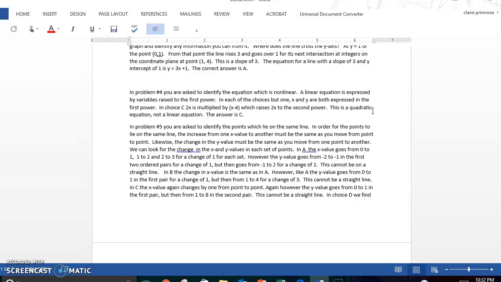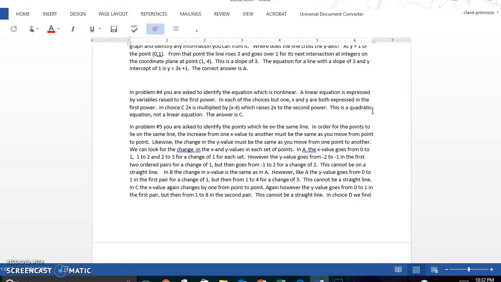In each of the choices but one given, x and y are both expressed in the first power. In choice C, though, 2x is multiplied by x minus 4, which raises 2x to the second power, or 2x squared. This is a quadratic equation, not a linear equation. So the choice that is nonlinear is C. The answer to problem number 4 is C.